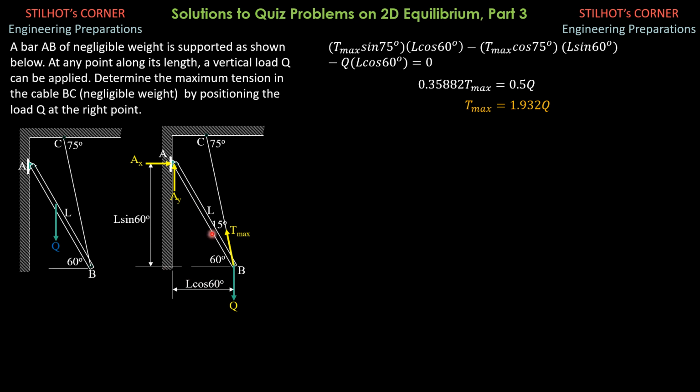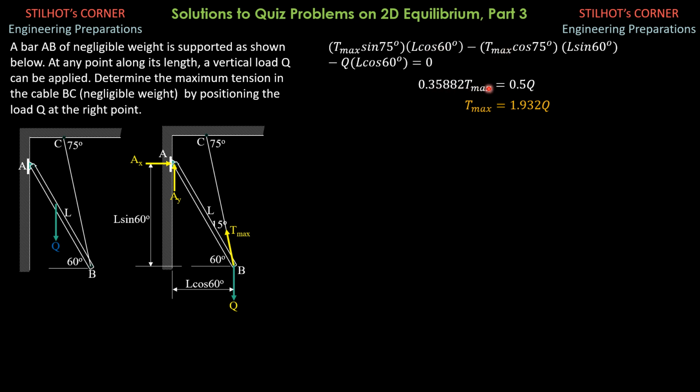So counterclockwise moment about A minus clockwise moment about A equals 0. So the counterclockwise moment is the vertical component of T max sine 75 degrees, and the moment arm is L cosine 60 degrees, then minus the horizontal component, which is clockwise, T max cosine 75. The moment arm is L sine 60 degrees, then minus the moment of Q times L cosine 60 degrees equals 0.